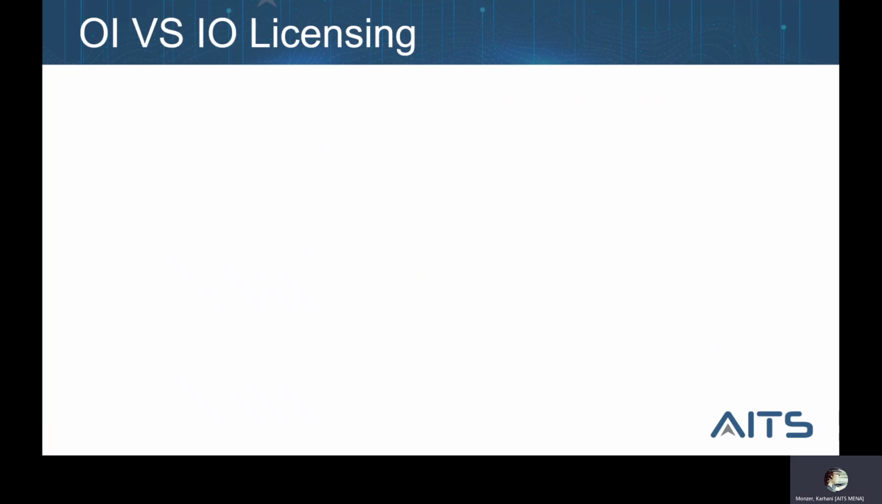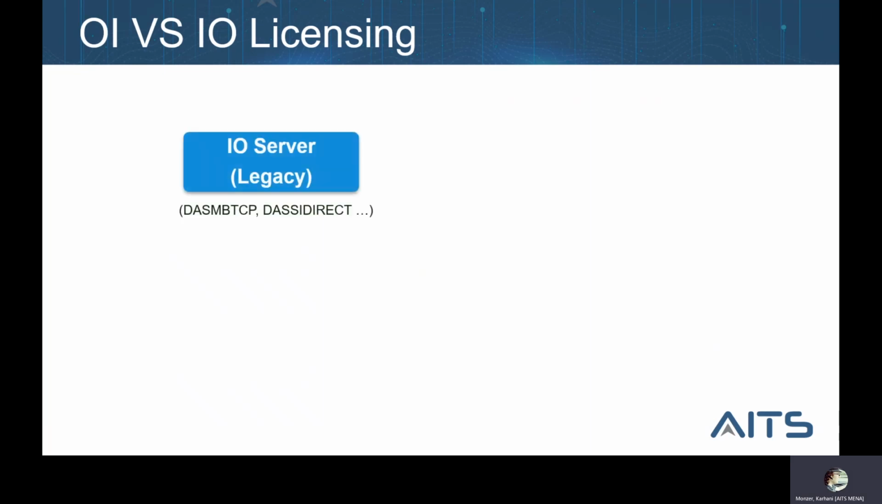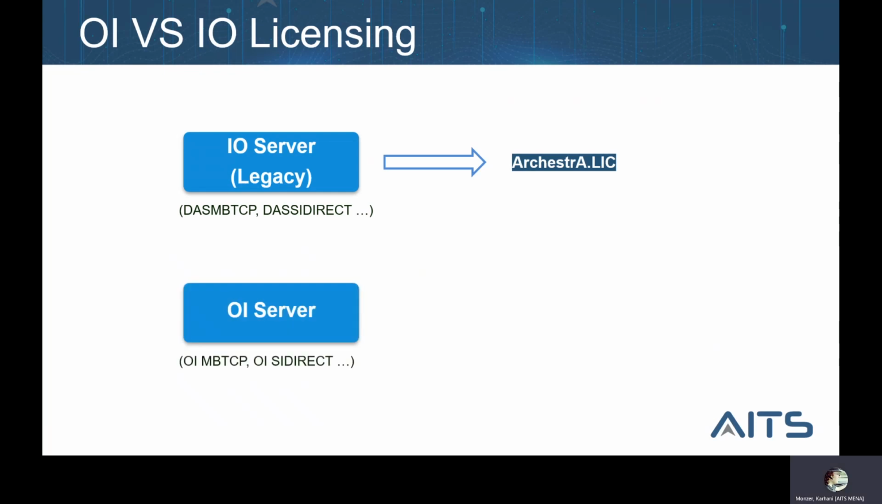Regarding the licensing, there is also a difference between OI and IO. So the old one, the legacy, the DAS, MBTCP, or any DAS, needs the .lic, orchestra.lic license. However, the OI server, the new ones, come with the .xml that we send through the internet.